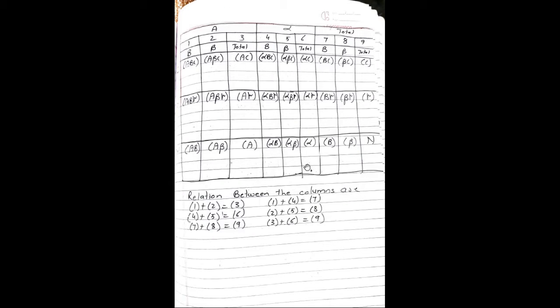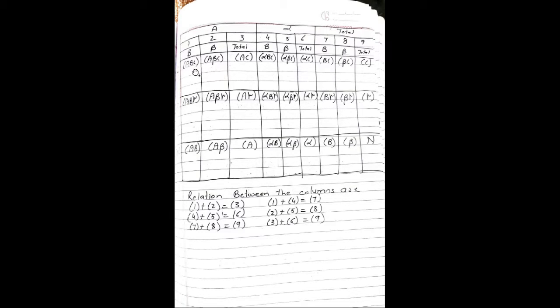Now we will use another method to find the frequencies. So this is the tabular form we have to draw. The table contains 3 columns: A, alpha, total. Again, A is subdivided in 3 parts: 1, 2, 3. Alpha is divided in 3 parts: 4, 5, 6. And total is again divided in 3 parts: 7, 8, 9. These are the numbers given to the columns. Then in every part we have to write B, beta, total. Here we have C, gamma, total.